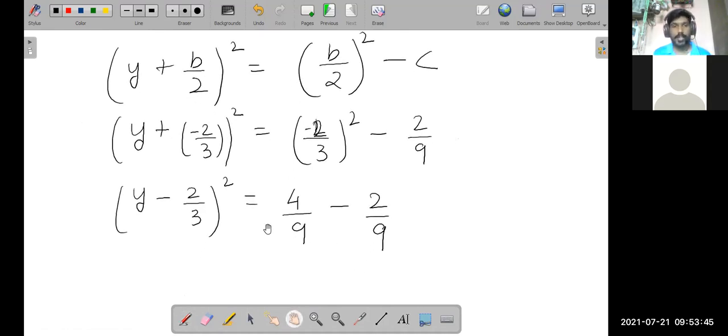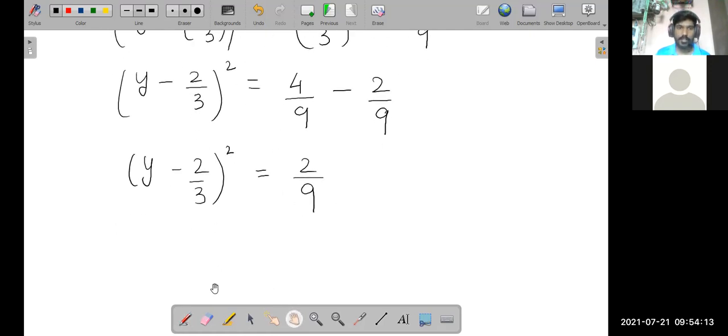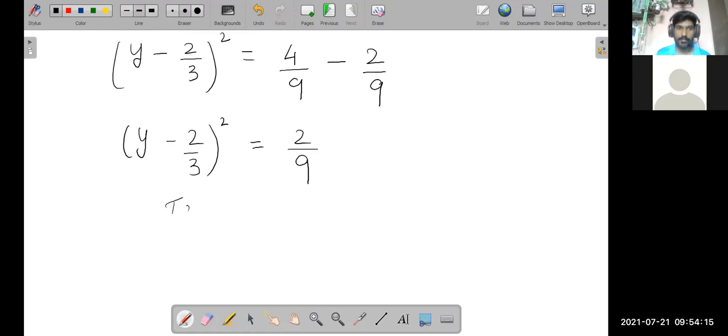So what will the right hand side become? Can you tell me? 2 upon 9. Okay. So it is (y − 2/3)² is equal to 2 upon 9. Can you complete the sum from here? It would be taking square root, right? Yes, here you have to take square root both sides.